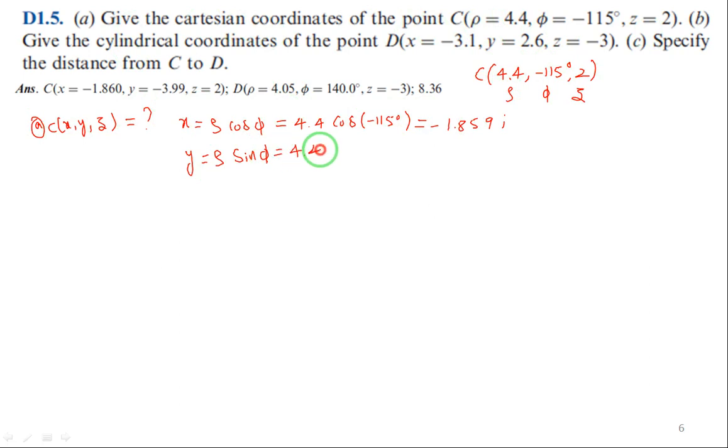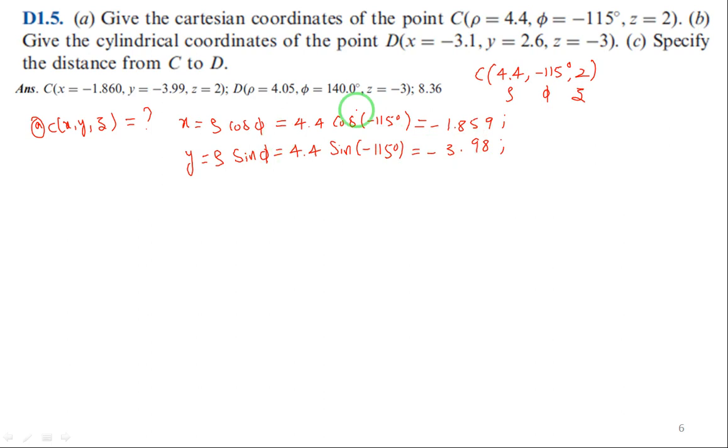So rho is 4.4, sine of minus 115 degrees. You calculate. I will also calculate the same thing here. Instead of cos, it should be sine. 4.4 into sine of minus 115, so it is minus 3.98. I am getting minus 3.98. This is y.